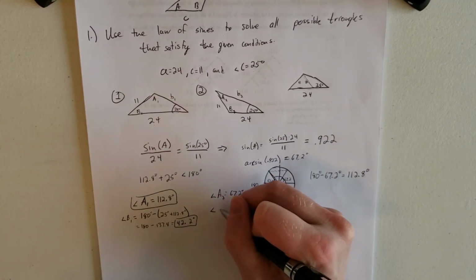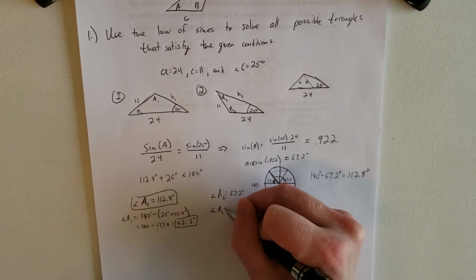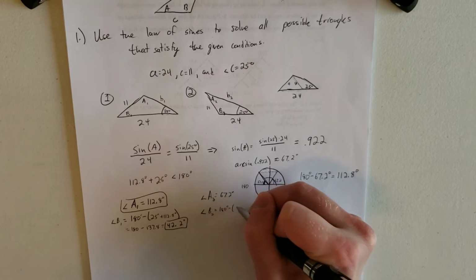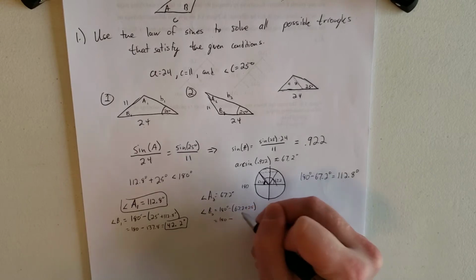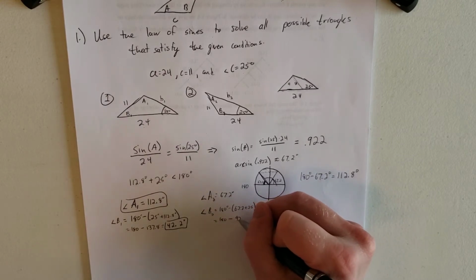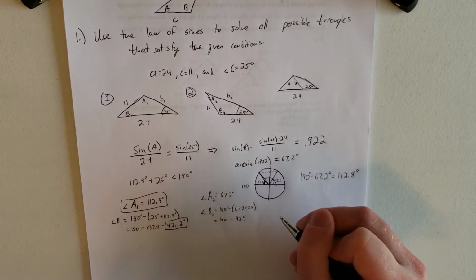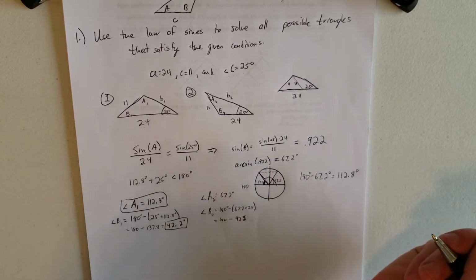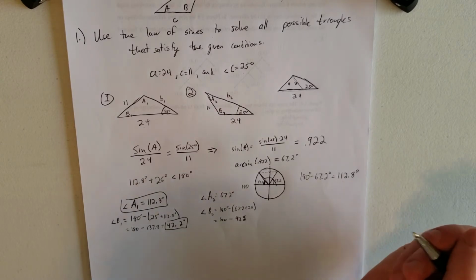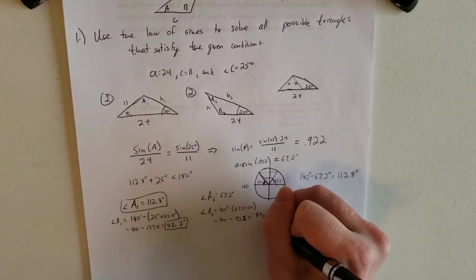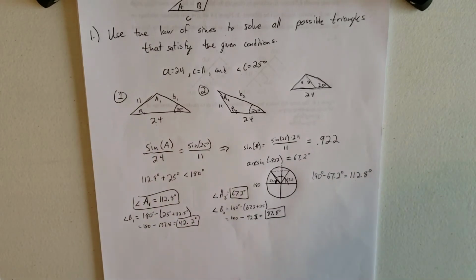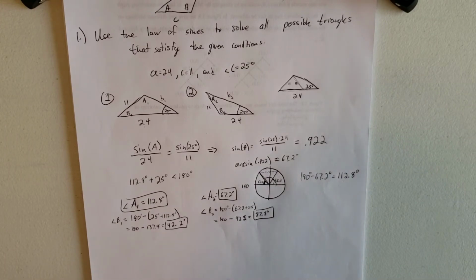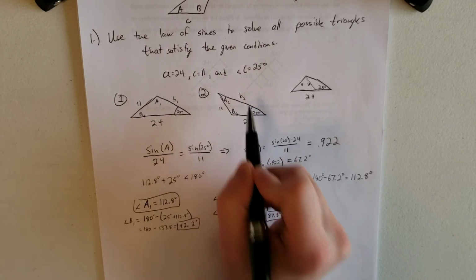And then we can do the same thing over here for angle B2. This is 180 degrees minus 67.2 plus 25. And that is 180 minus, let's see, 92.5, or sorry, 92.2. And that is equal to 87.8 degrees. Okay. So we have all of the angles of both of our triangles now. So the final thing is to find out the side length B1 and B2.